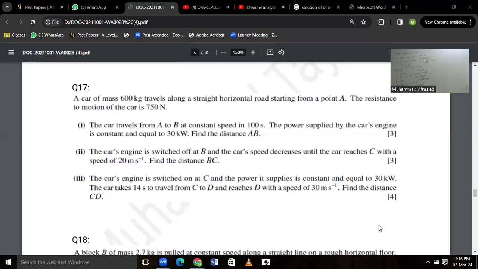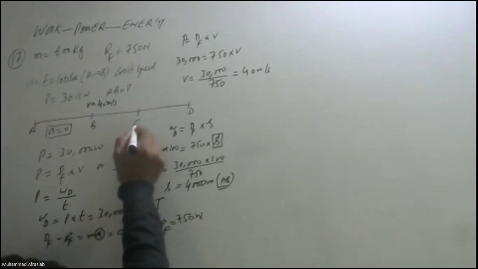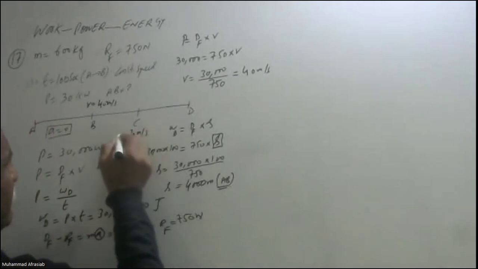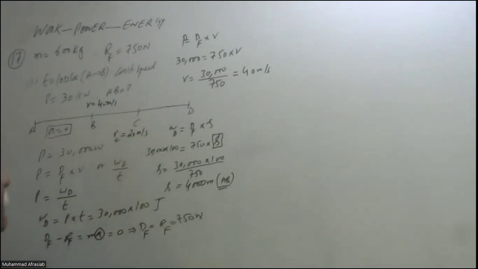The car engine is switched off at B. It means there will be no driving force, and the car's speed decreases until the car reaches C with a speed of 20 meters per second. Find the distance BC. Because the engine is switched off, the driving force will be zero.